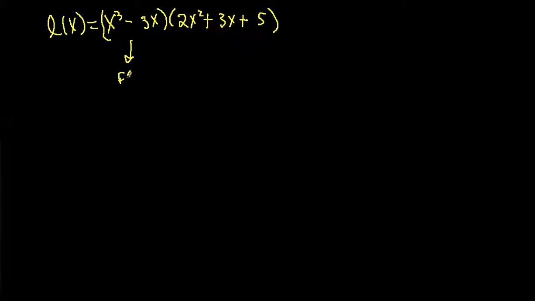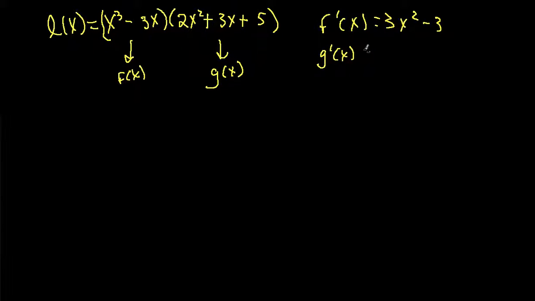I know this to be f of x. I know this to be g of x. I'm going to write that f prime of x is equal to 3x squared minus 3, and g prime of x is equal to 4x plus 3. Okay, so we got that, and we're going to plug it into this equation.